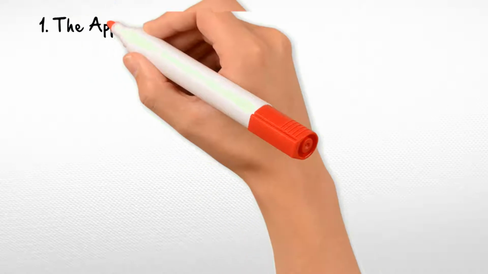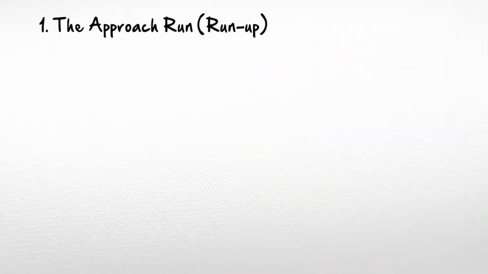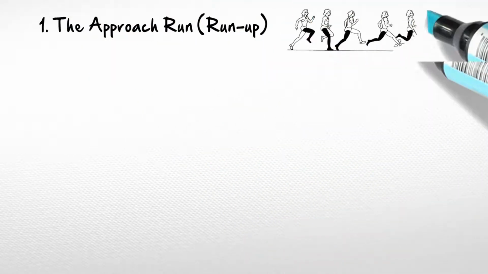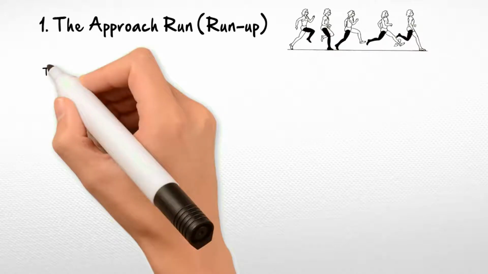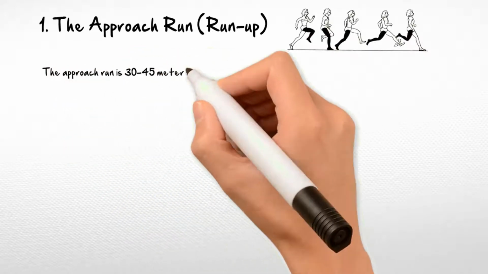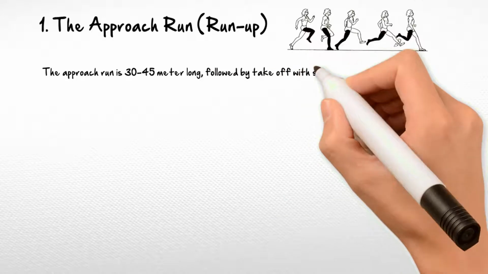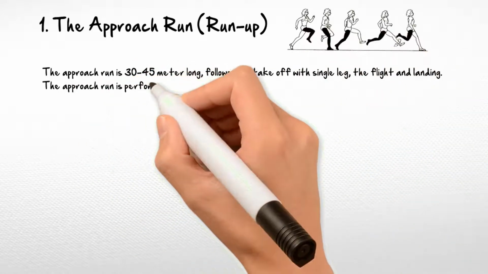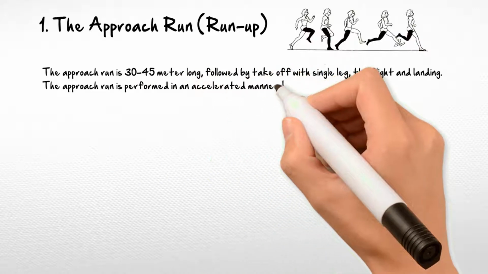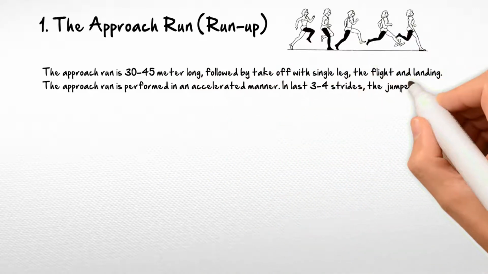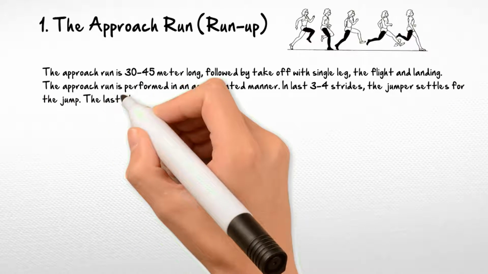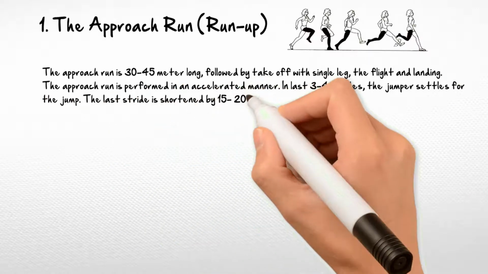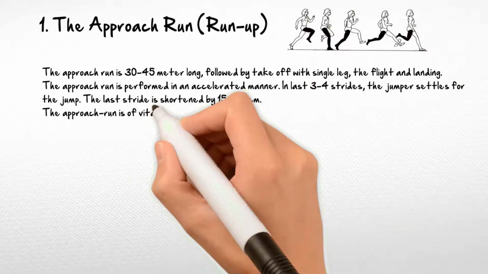The approach run. The approach run is 30 to 40 meters long, followed by takeoff with a single leg, the flight and the landing. The approach run is performed in an accelerated manner. In the last 3 to 4 strides, the jumper settles for the jump. The last stride is shortened by 15 to 20 centimeters.